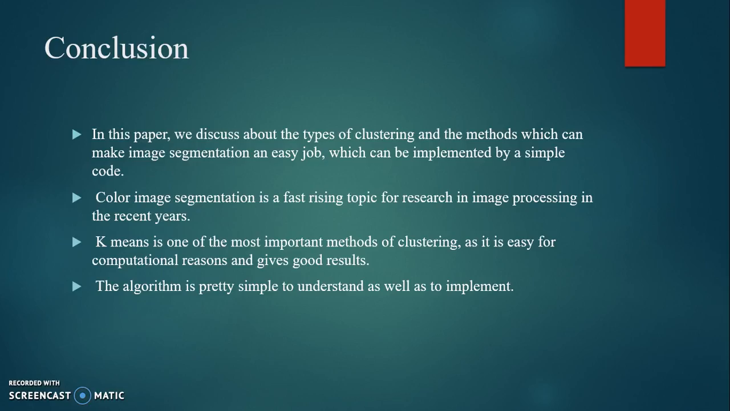In concluding, in this paper we discuss the types of clustering and the methods which can make image segmentation a very easy job, which can be implemented by just a simple code. Color image segmentation is a fast-rising topic for research in image processing in recent years. K-means is one of the most important methods of clustering as it is easy for computational reasons and gives good results as well. The algorithm on the whole is pretty simple to understand and pretty easy to implement.